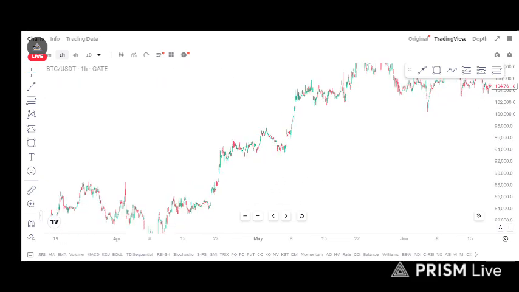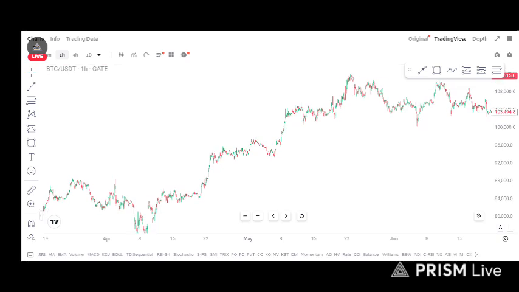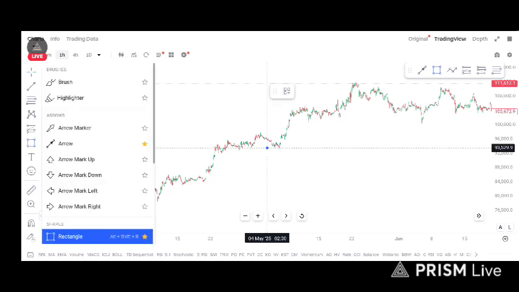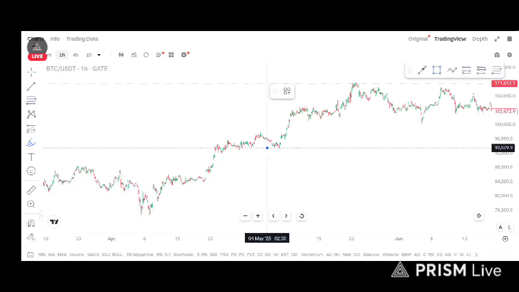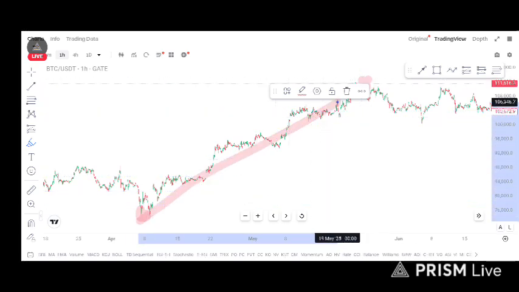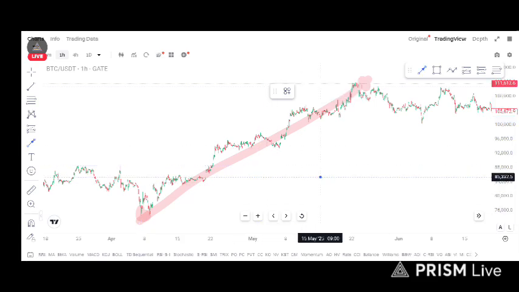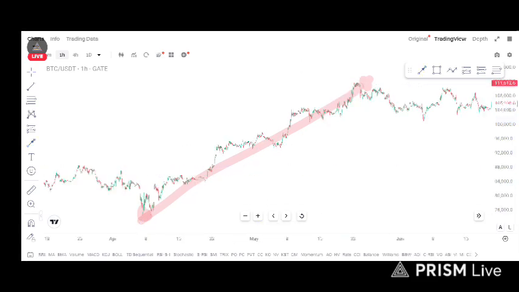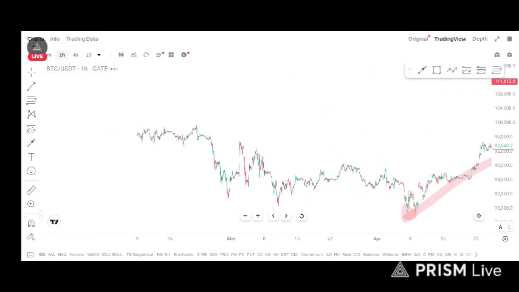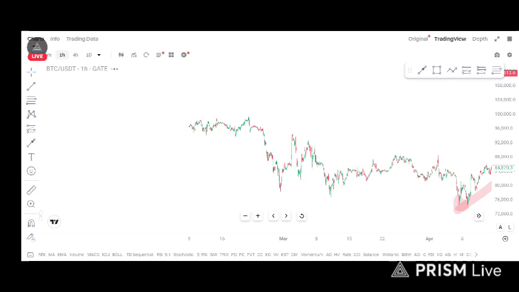If you can see clearly here, from this point to this point, the market was in an uptrend. Are you seeing? It was just moving to the upside. It was in a very good uptrend.